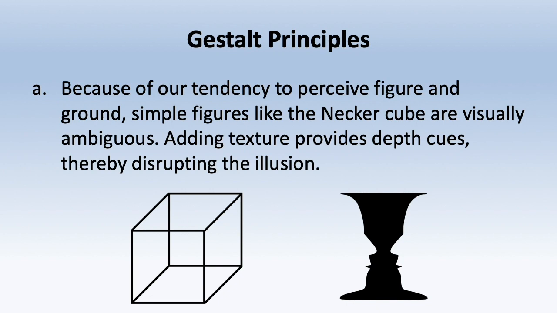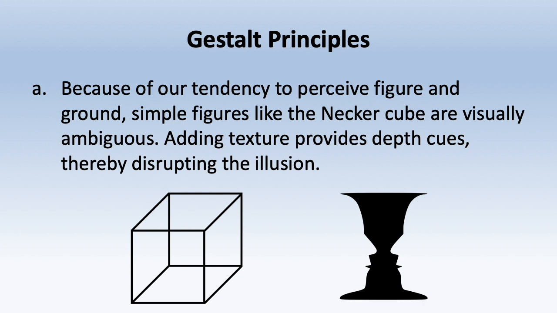Because of our tendency to perceive figure and ground, simple figures like the Necker cube are visually ambiguous because there isn't a figure and a ground. Adding texture to the cube would provide depth cues, thereby disrupting the illusion. If you look on the right, this is also the same kind of concept. Which one is the figure and which is the ground?